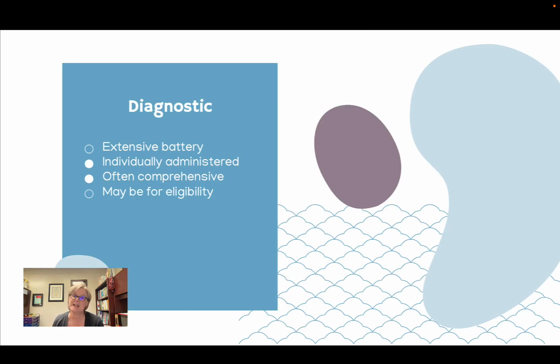Okay, so the last one is diagnostic, and that's where we're going to spend our time in this video. A diagnostic has an extensive battery. It's almost always individually administered. Hopefully, it's pretty comprehensive. Its purpose may be to plan intervention. Its purpose may be for eligibility. Ideally, it's for both, really. There is a lot to a diagnostic dyslexia assessment, and hopefully by doing all that, you really are planning intervention, not just deciding whether or not they're eligible.